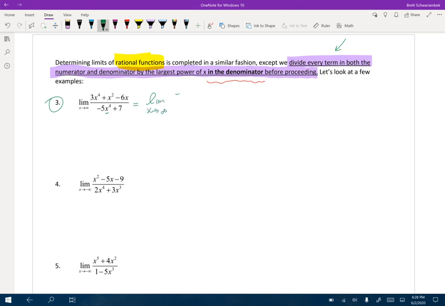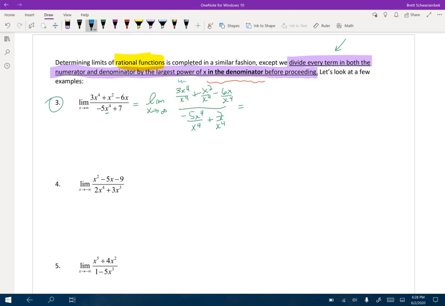So what does that look like? We get 3x to the 4th over x to the 4th plus x squared over x to the fourth minus 6x over x to the fourth, all over negative 5x to the fourth over x to the fourth plus 7 over x to the fourth. All right. So once we get to that point, we can then separate it into different values. What do I mean by that? Basically, we're first finding the limit as x goes to infinity of our first value, 3x to the fourth over x to the fourth.